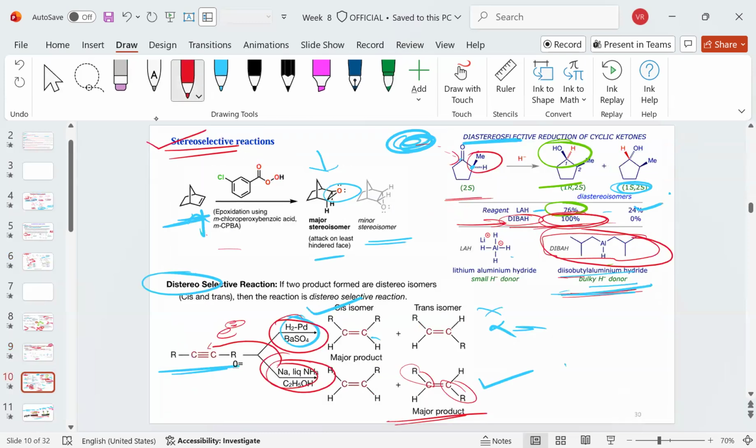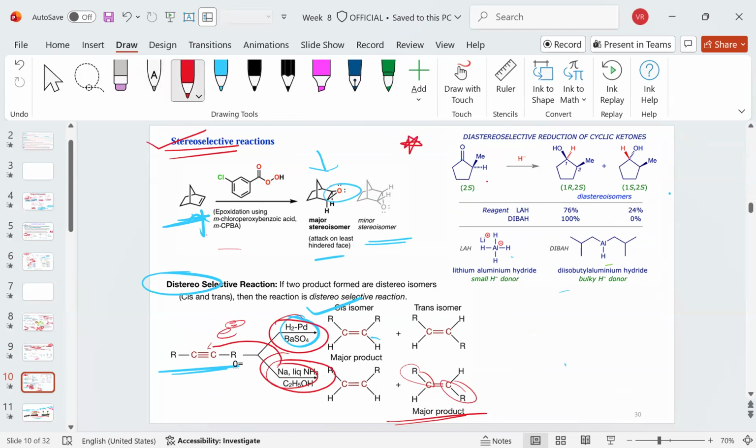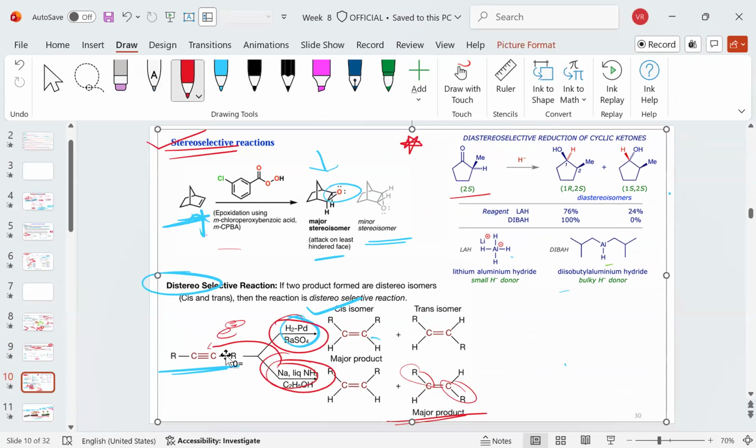The best example to understand this is the reduction of this ketone. If you look closely at the structure, I will better take it on the bigger screen for the same example.